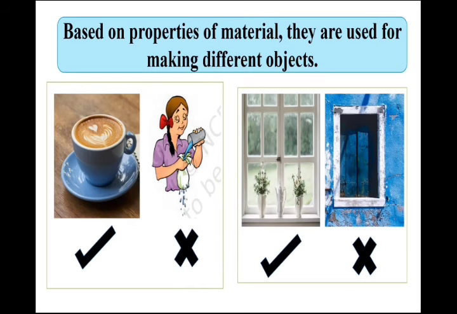Yes, based on the answer, you can see that based on the properties of materials, they are used for making different objects. For example, a tea or coffee mug is always made with clay or plastic material because its purpose is to hold the liquid. Okay, but if we try to make a coffee mug with a cloth material, it will not be able to hold the liquid. Similarly, windows are always fixed with glass so that we can always see outside even when they are closed. Right? Yes.